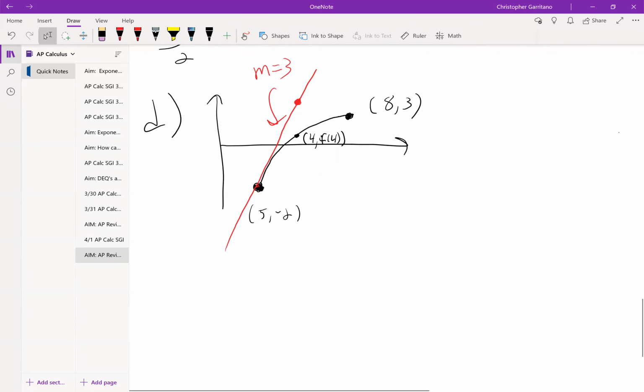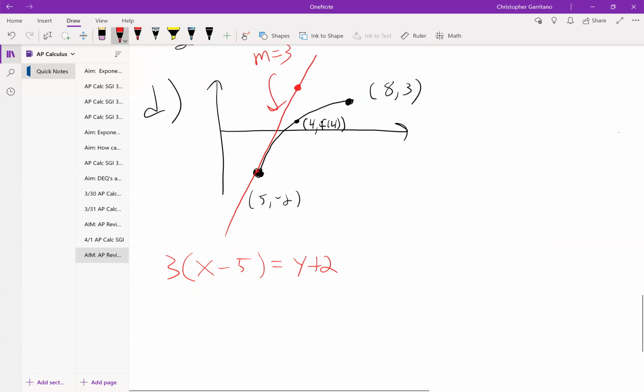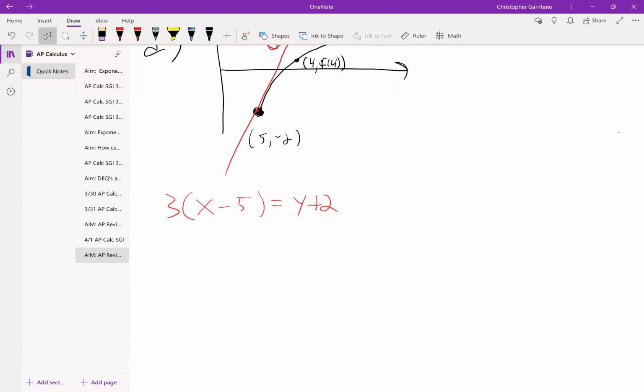All right, so the equation of the tangent line can be written as 3 times (x minus 5) is equal to y plus 2. That's just point-slope form of a line. I know that this red line, this tangent line, has a slope of 3, and it has the point (5, -2). So now I'm going to distribute and simplify, and you can see that y is equal to 3x minus 17. And this y is what I'm going to use as my linear approximation.